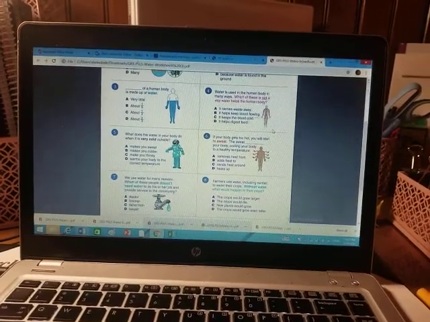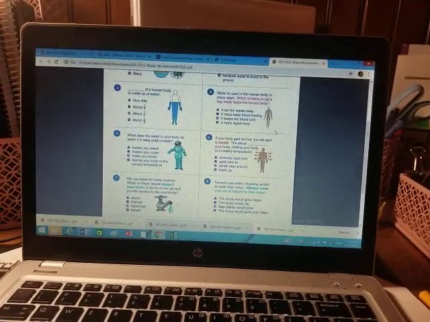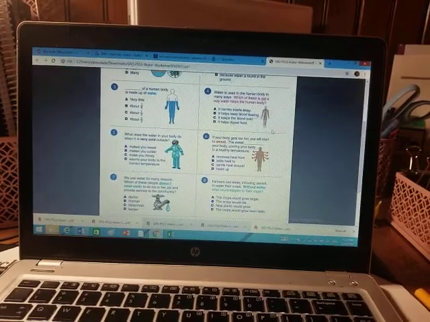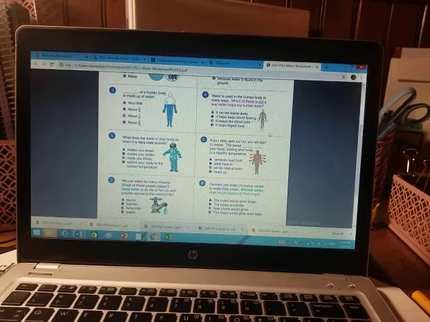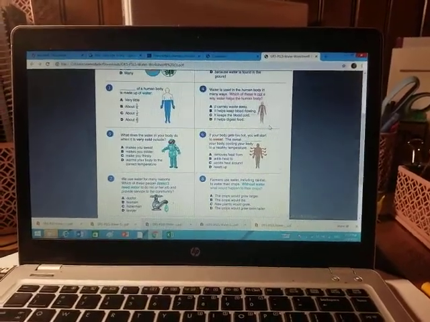Number 5, what does the water in your body do when it's very cold outside? So what happens to the water in your body when it's very cold outside? Does it make you sweat? Does it make you colder? Does it make you thirsty? Does it warm your body to the correct temperature?